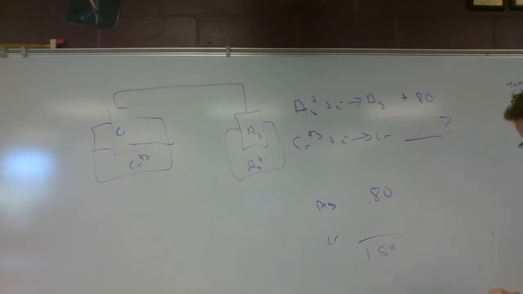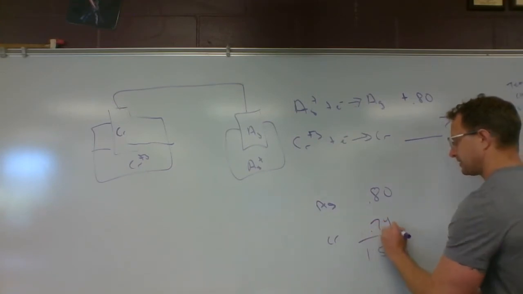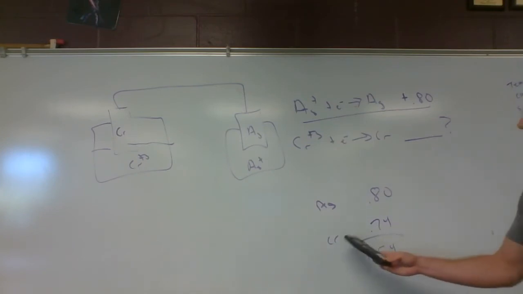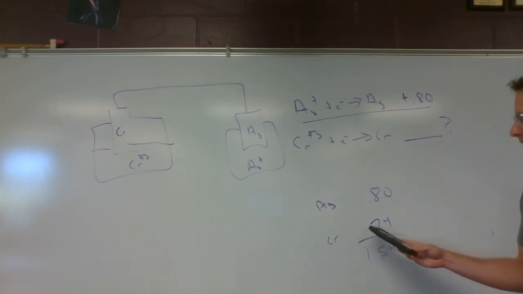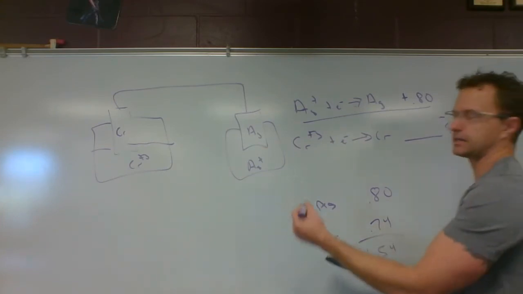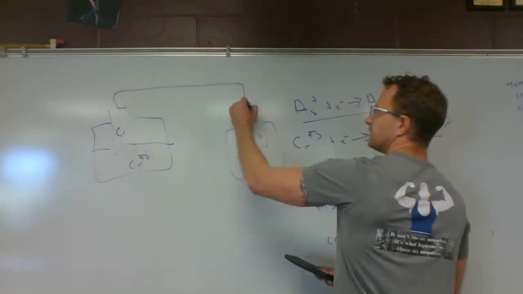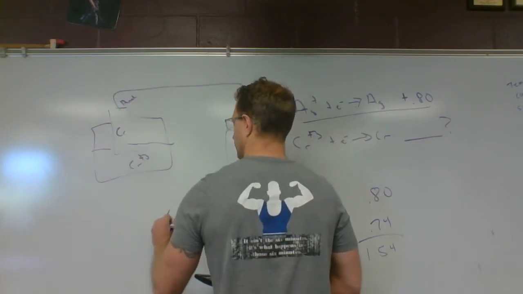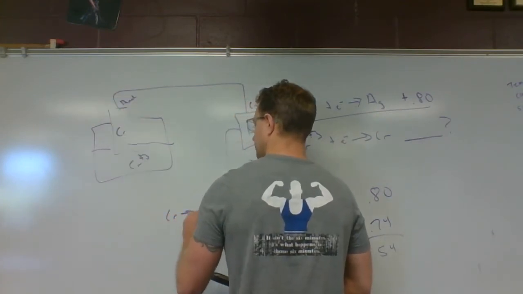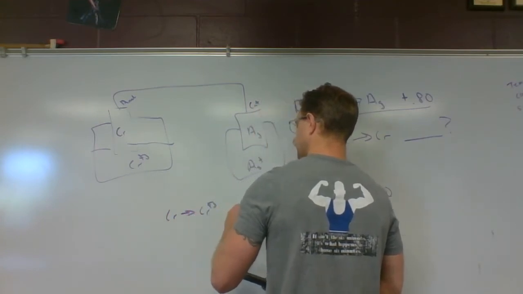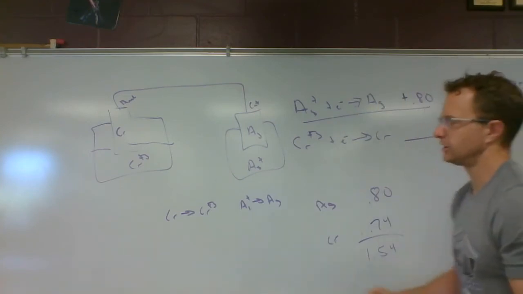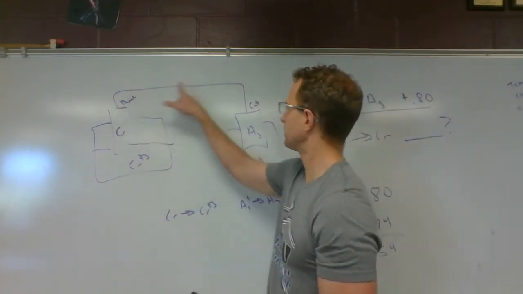So 1.54 minus 0.8 gives me 0.74 for this part. But since silver is being reduced as a positive, then chromium must be being oxidized. So silver is being reduced. This is the cathode. This is the anode. So we are going from chromium to chromium plus 3, and from silver plus to silver. Electrons are generated at the anode. They are going to the cathode.